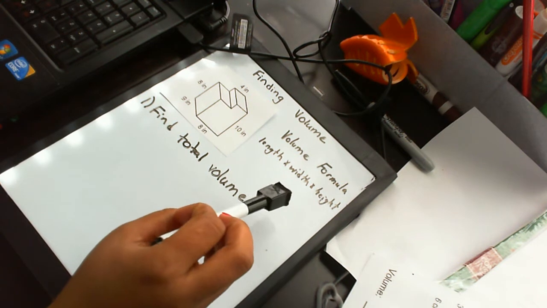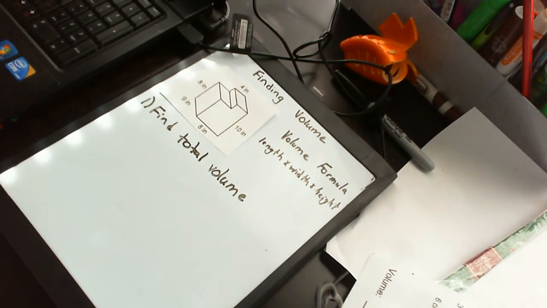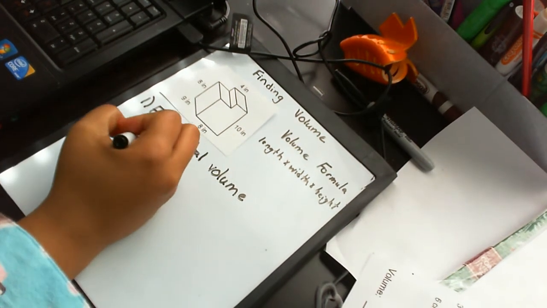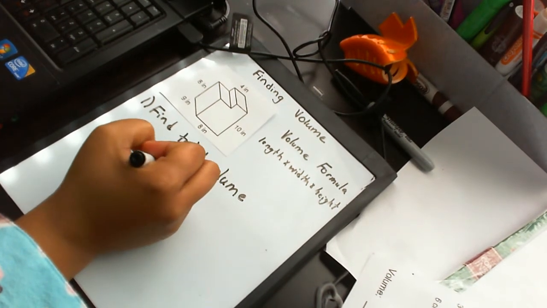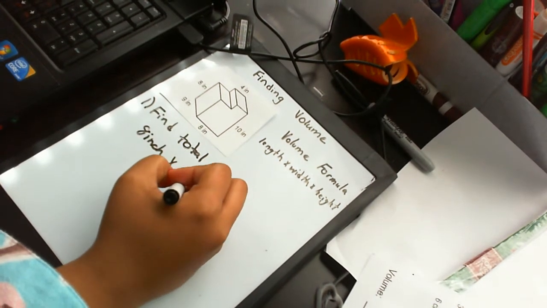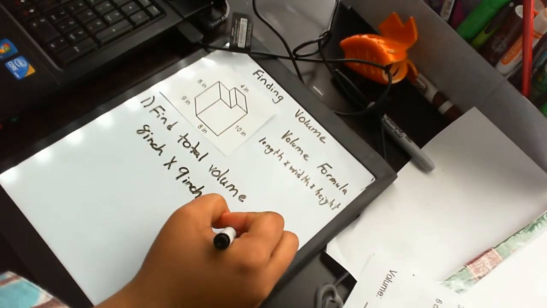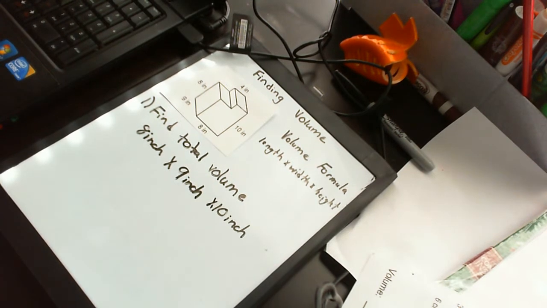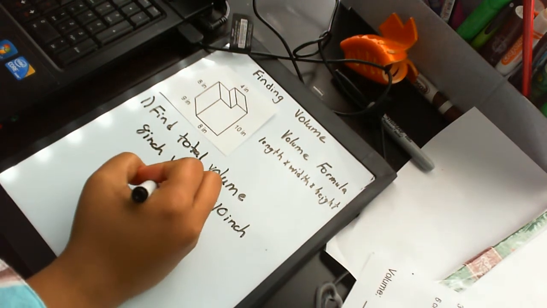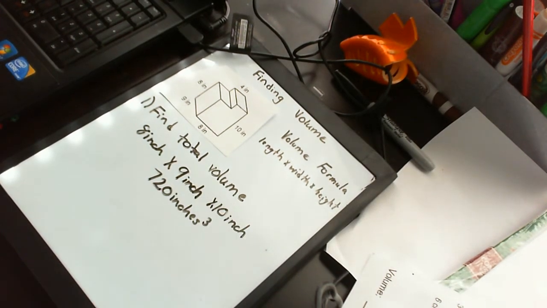So using our volume formula, length times width times height, we know that we're going to have, this is the length, an 8-inch box, times the depth is 9 inches, and then the total height is 10 inches. So when we do that, we get 8 times 9 is 72 times 10 is 720 inches cubed. That's the same thing we did with just plain boxes.